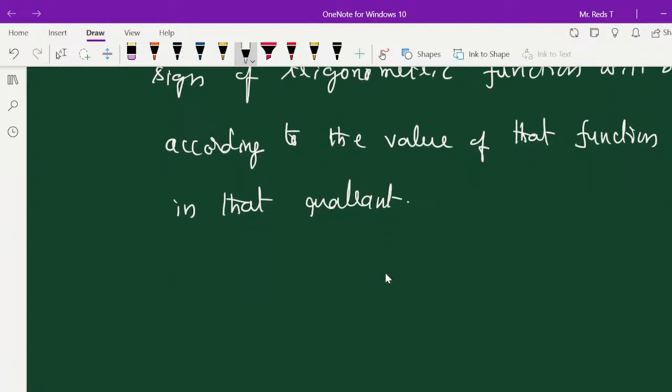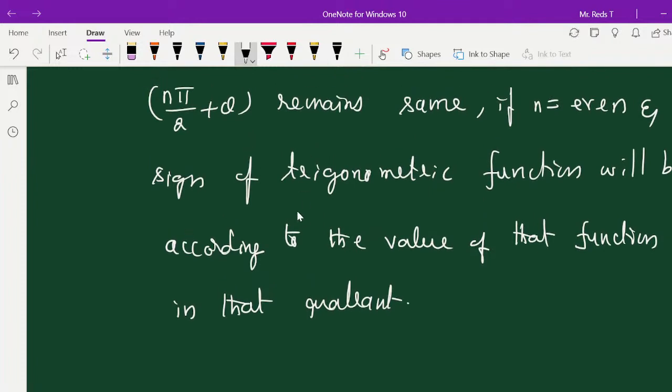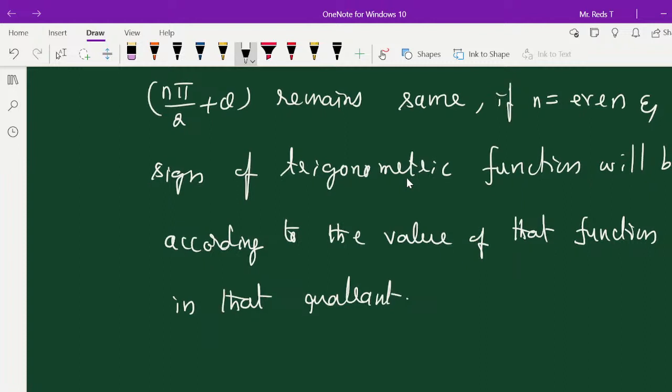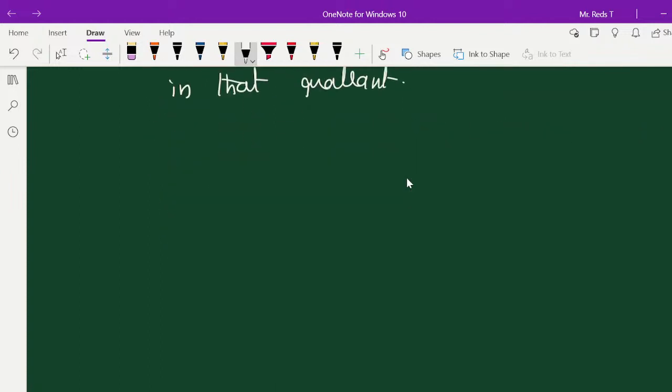We'll see here. If n is even, meaning n equal to 2, 4, 6 and so on, then 2 by 2 cancels, you'll get pi plus theta. For 4, 2 pi plus theta. Whatever it is, if you observe values like pi plus theta, 2 pi plus theta, the function remains the same, but the sign will be according to the quadrant. In whichever quadrant you come across, according to the ASTC rule, the sign will be applicable.